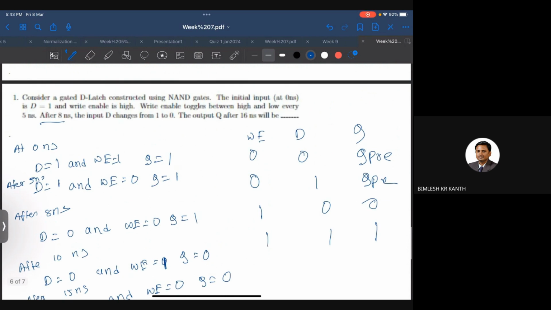No. We are not saying D toggles. We are only saying that after 8 nanoseconds, D changes from 1 to 0, and if it is already 0, then it will remain 0. Initially D equal to 1, and after 8 nanoseconds D changes from 1 to 0 and remains as it is. But write enable is toggling. Okay, up to that is clear.